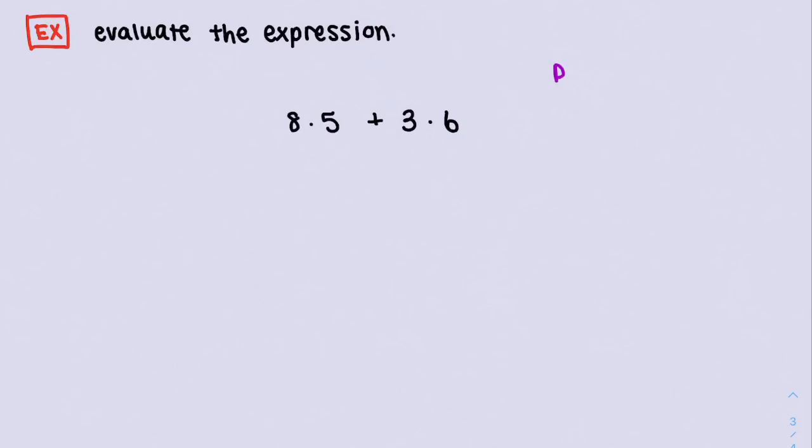So, like I usually do, I write PEMDAS in the corner, and I figure out what needs to happen first. In this example, we have 2 places where there needs to be multiplication, so that is what's going to happen first. That gives us 8 times 5 is 40, plus 3 times 6 is 18. Now we only have addition left in this equation, so that is going to give us an answer of 58.